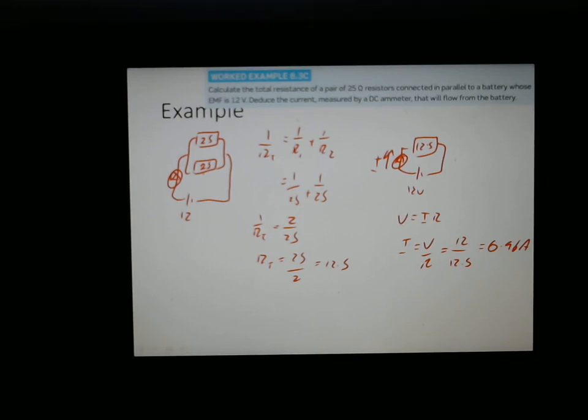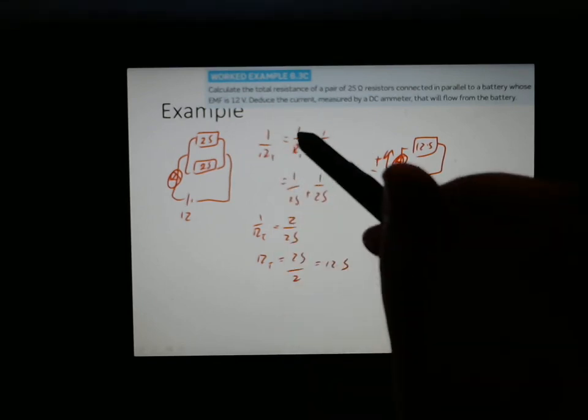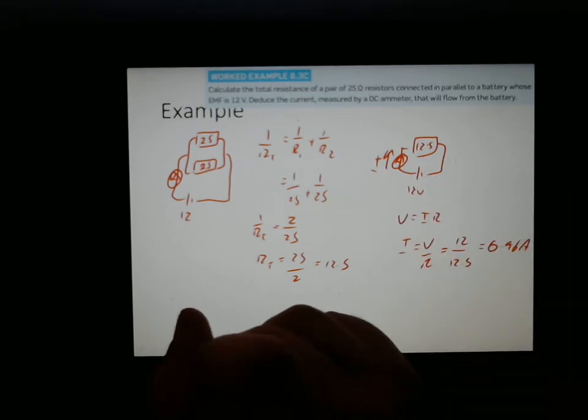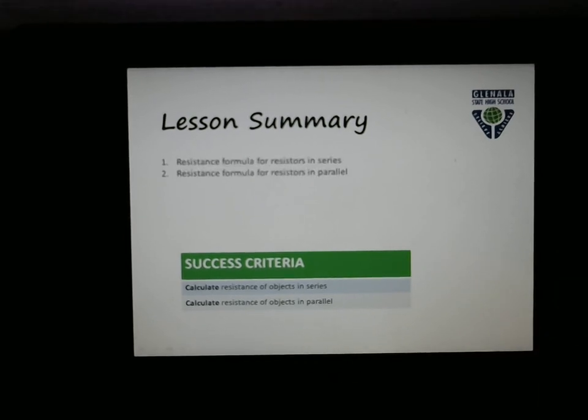So there are multiple ways to solve these things. However, because the question actually asked us to work out the total resistance first, this was the easy way because we had to work that out anyway. Okay, so pretty short video. What we've done so far in this video is we have looked at the resistance formula for resistors in series, and we've looked at it for resistors in parallel.